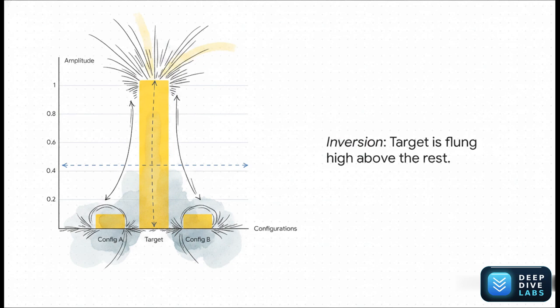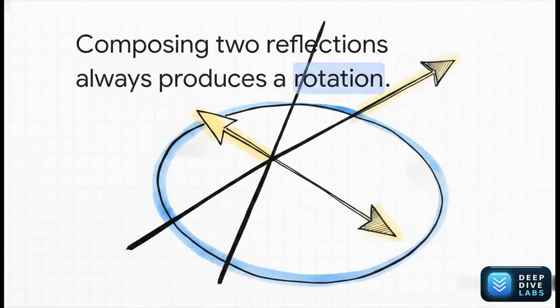But our target? It was sitting way down below the floor. When it gets reflected across that mean line, it gets violently flung way up high above everything else. In just one elegant move, the needle has grown and the hay has shrunk. Every single round of Grover's algorithm is just these two reflections back to back. Flip the target sign with the oracle, then mirror everything about the mean. Repeat. And this brilliantly illustrates a much wider mathematical truth. If you compose two reflections, it always produces a rotation.